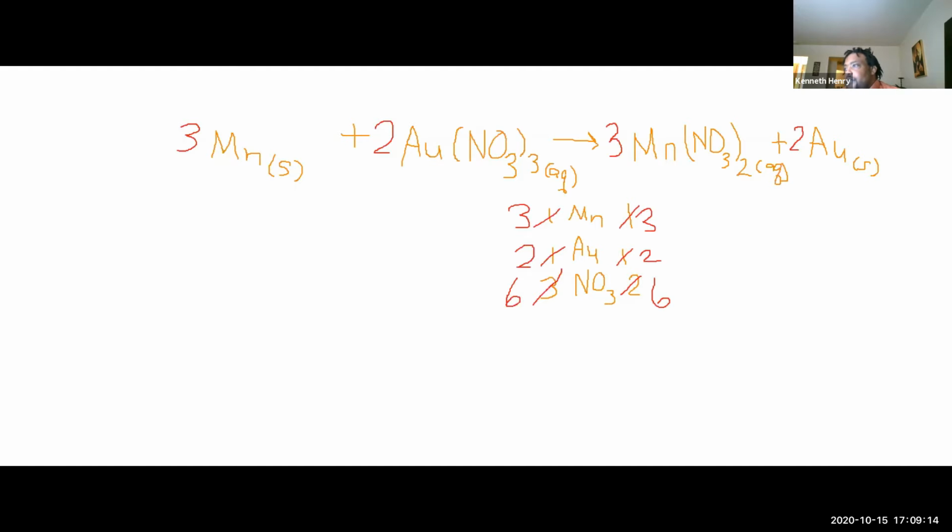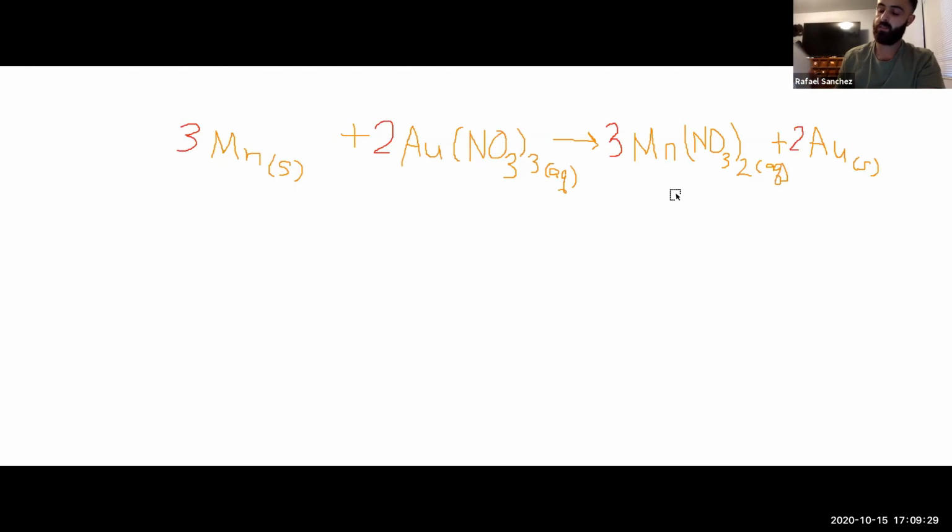Okay, so tell me about the redox. Who's being reduced? Who's being oxidized? And how can I figure that out? You have to find the oxidation numbers. Okay, so what are the oxidation numbers and how do I find them? Using your rules. Okay, so I use my rules. What are my rules? So an element's oxidation number would be 0. So manganese would be 0.